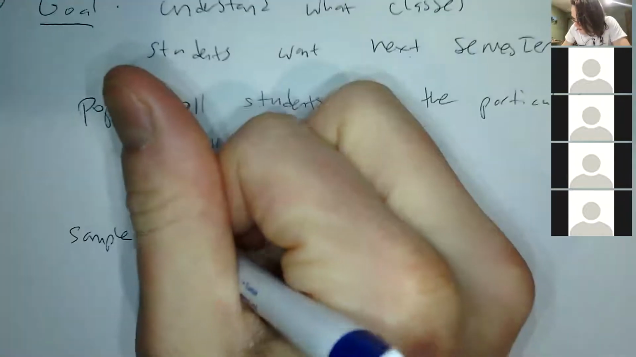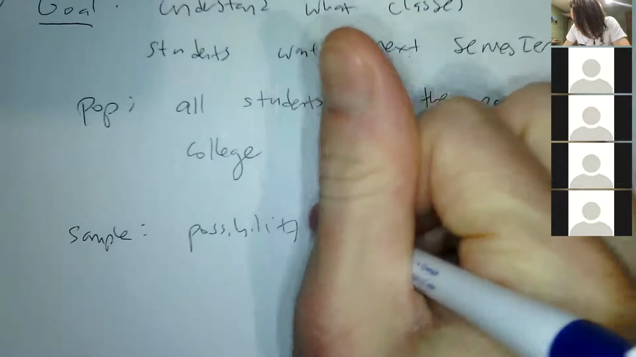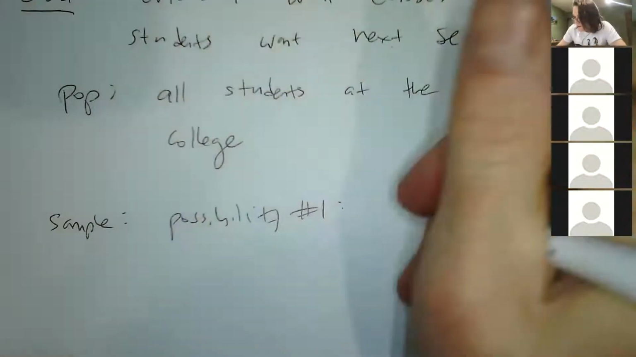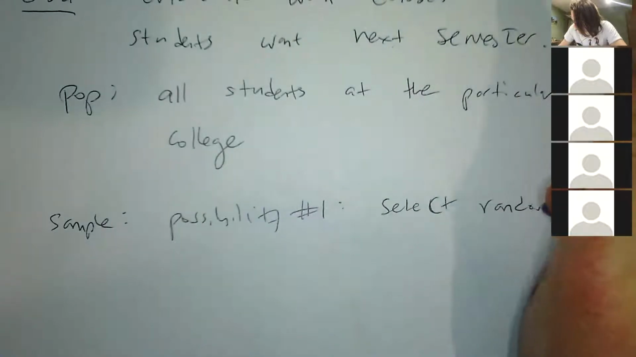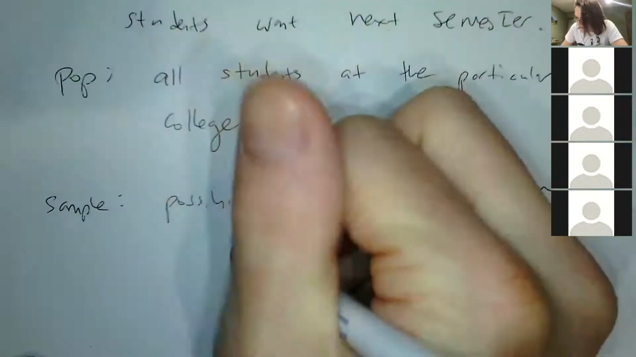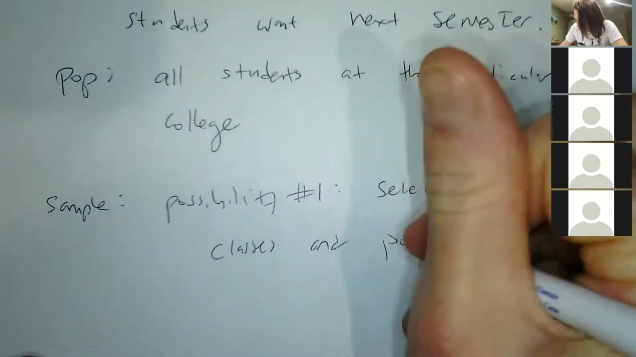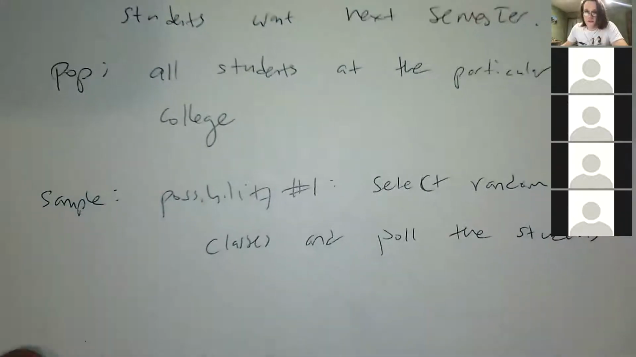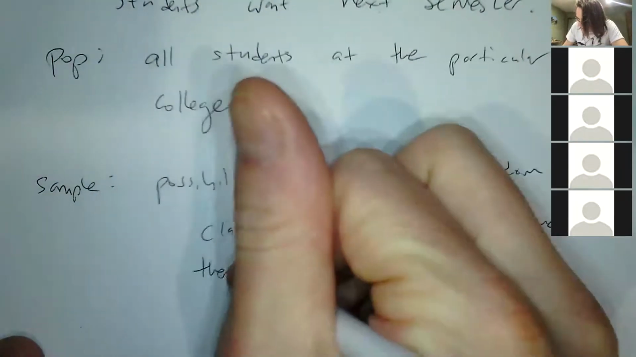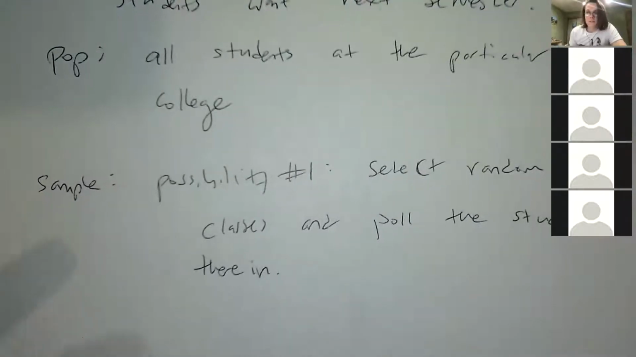So possibility one: select random classes, and poll the students therein. It's important that they're random classes. All right, so that's possibility one. That's a fine way to do it. Possibility two.